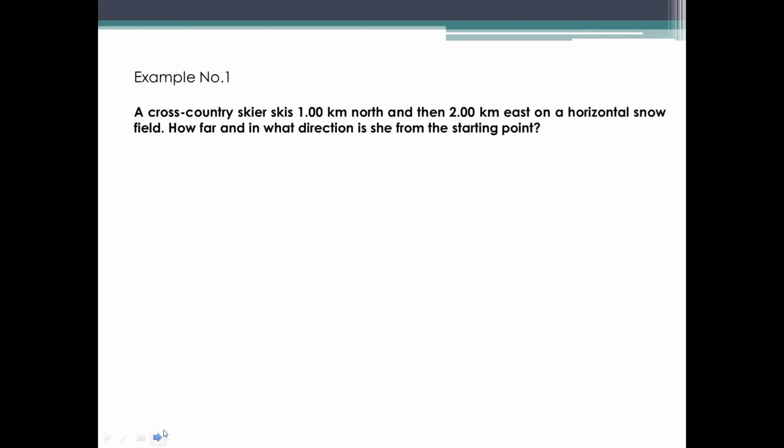Okay, so let us have now the problems that we have in your handouts. Let us try to solve. Sample problem number 1. Cross-country skier skis 1 kilometer north and then 2 kilometers east on a horizontal snowfield. How far and in what direction is she from the starting point? So, we can also use the Pythagorean theorem actually.